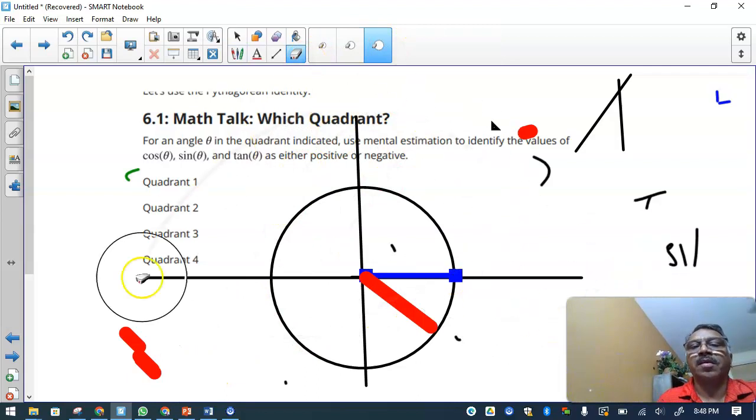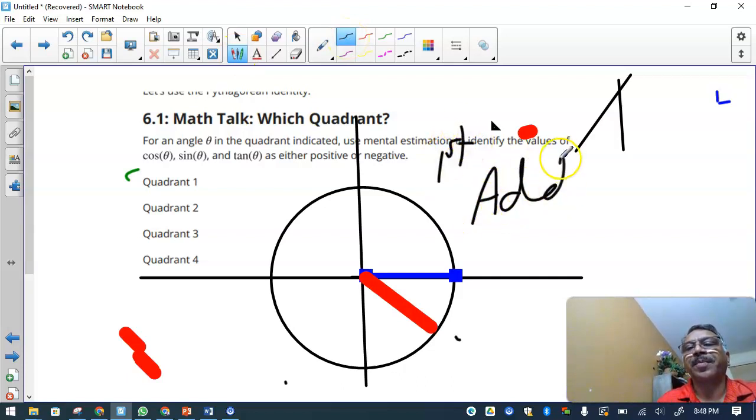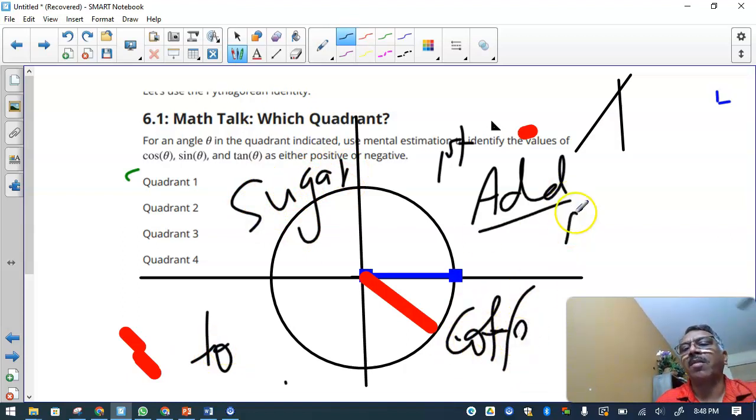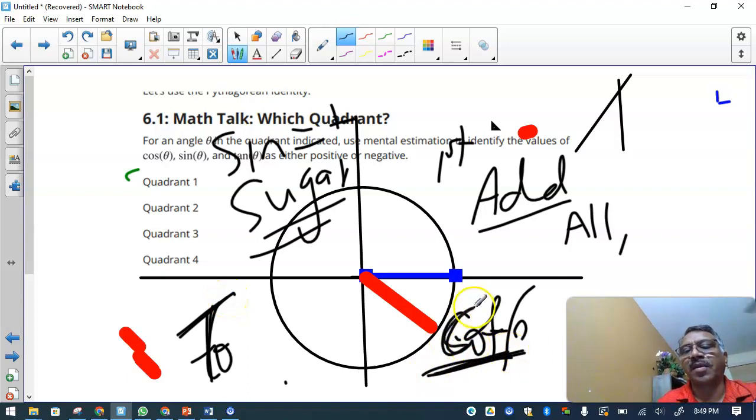A nice way to remember which trigonometric ratio is positive in which quadrant: in the first quadrant, you can say "add sugar to coffee." So "all" means all are positive, sine, cos, tan. Here, sine is positive, which means cosine and tan are negative. In this case, "t" means tan is positive and sine, cos are negative. And see, coffee starts with C, so cosine is positive. Okay, so let's go to the next task.